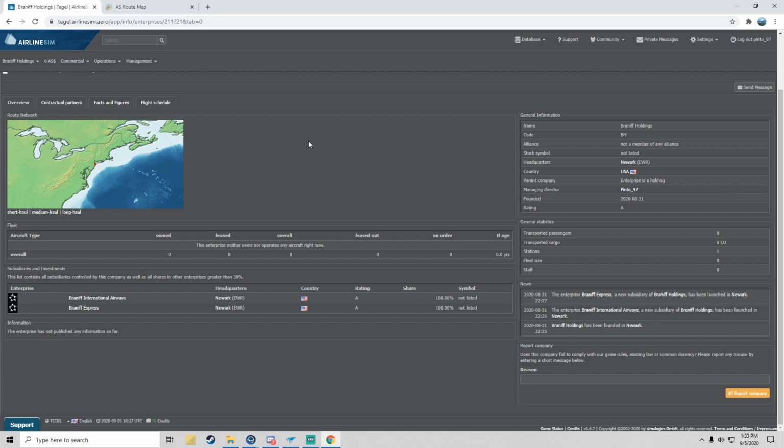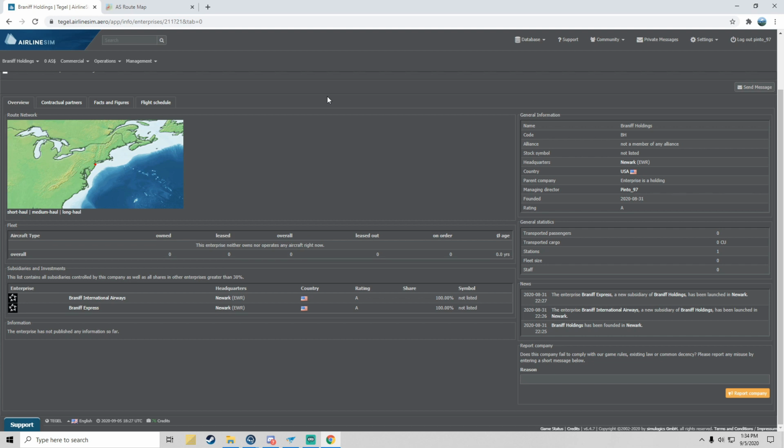So when founding an airline, as you can see, my airline that we're currently looking at is called Braniff Holdings. And you're probably like, okay, Holdings, that's a weird name for an airline. It's because it's not actually an airline. Braniff Holdings is kind of like an umbrella corporation where I'm going to have all of my other airlines operate under. And the reason I do that is, for one, it makes things look nicer.